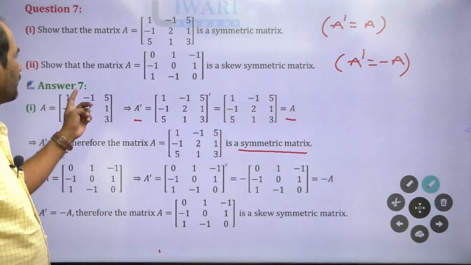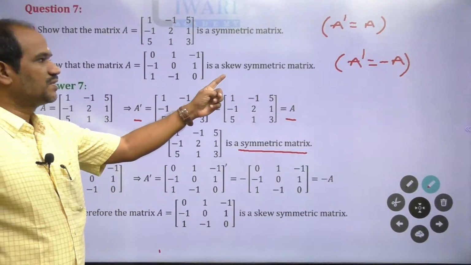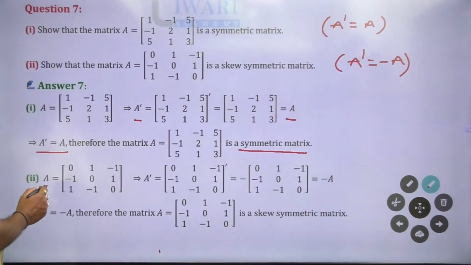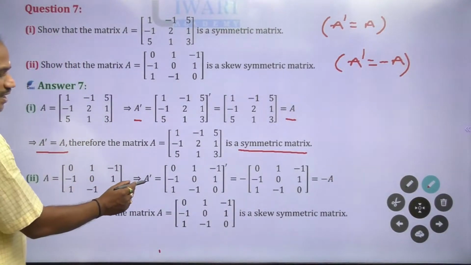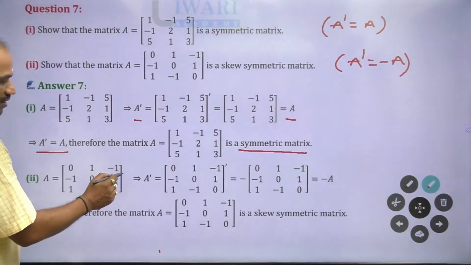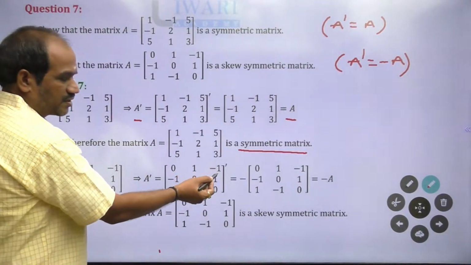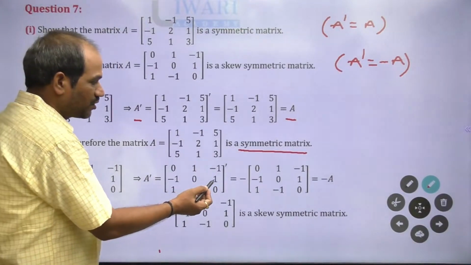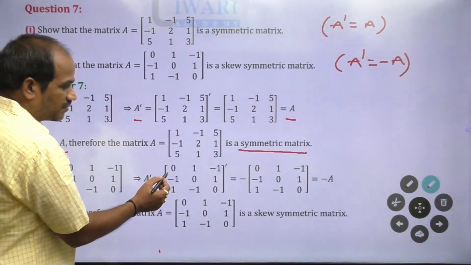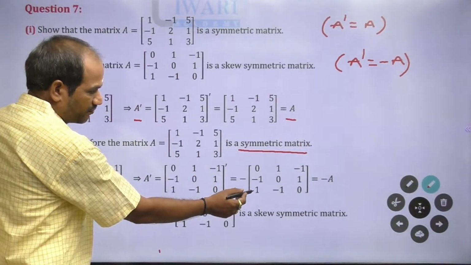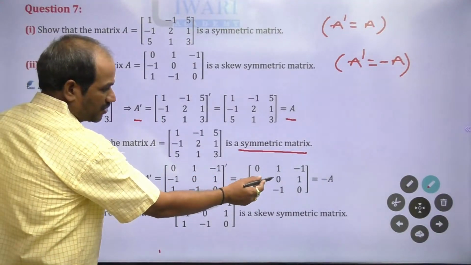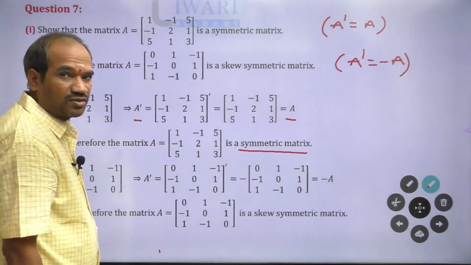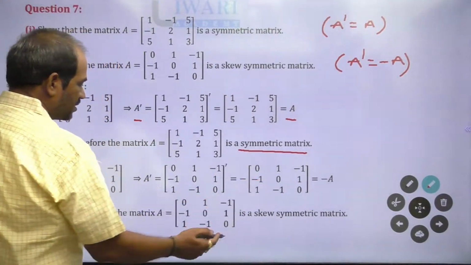Next, the second one: show that the matrix is a skew symmetric matrix. First, the given matrix A. A dash means the whole transpose. A dash means interchanging rows into columns. First row, write first column; second row, write second column; third row, write third column. This is A dash.